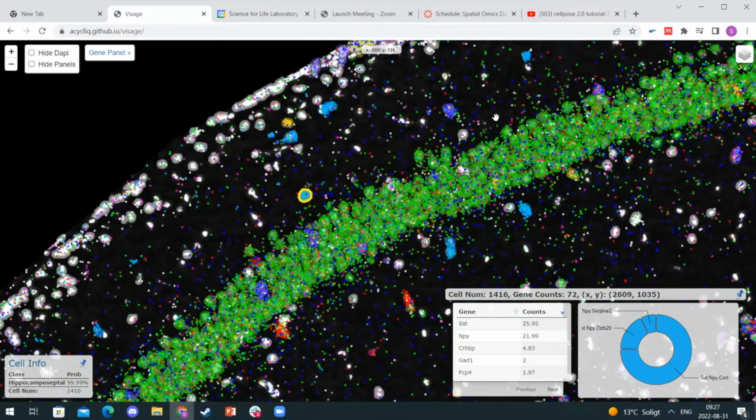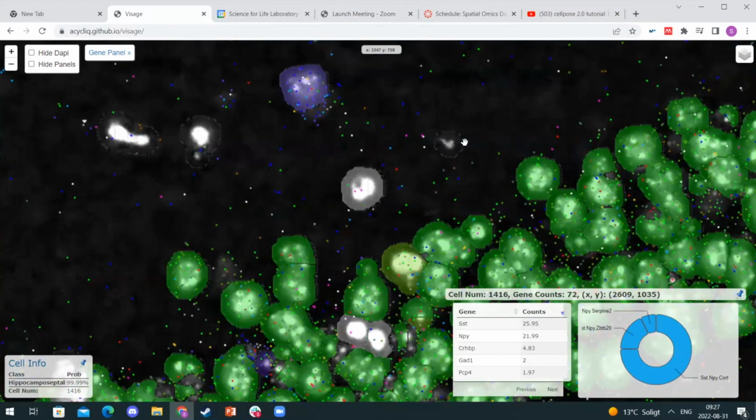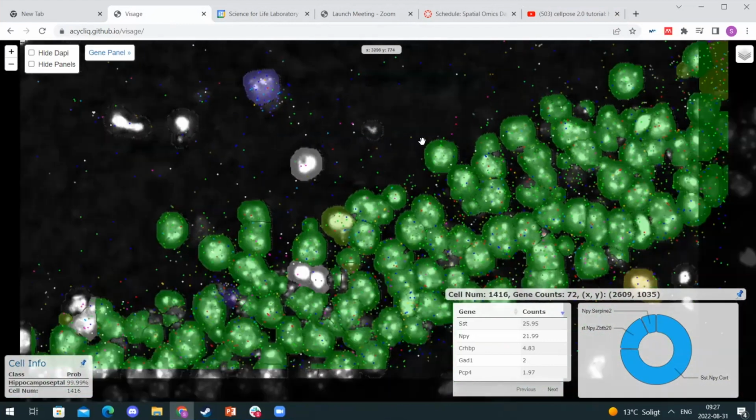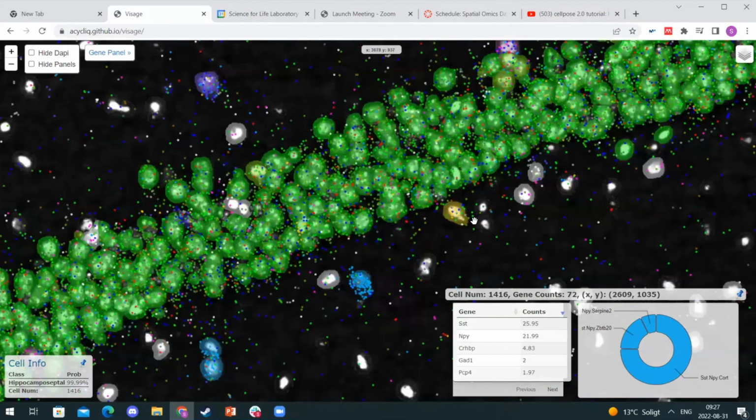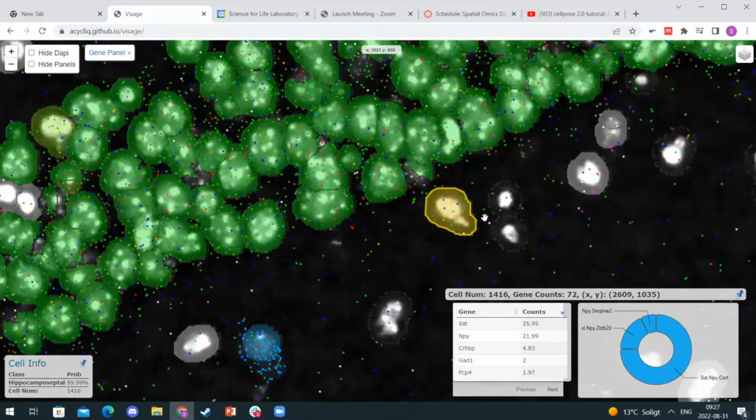How does the output of this look like? And this is another viewer. We can basically see the small spots are the reads that we have detected, and then in the different colors in the segmentation masks, we'll have the different identities of every cell.